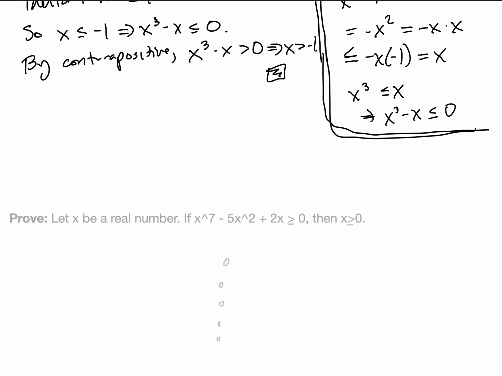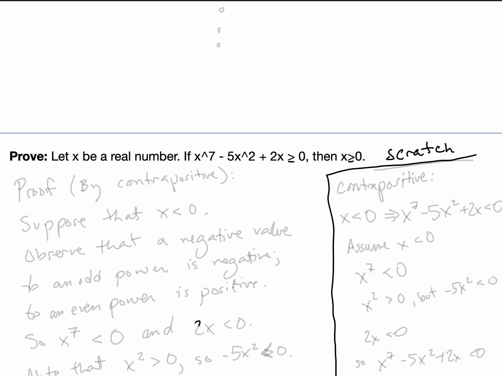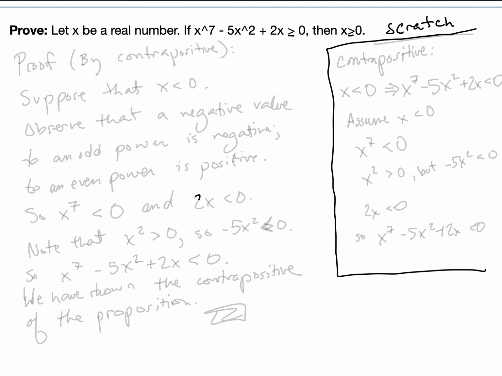Let x be a real number. If x to the 7th minus 5x squared plus 2x is greater than or equal to 0, then x is greater than or equal to 0. So give that a shot. Okay, so let's take a look at doing this proof. So as scratch work on the side, let's find the contrapositive of this statement.